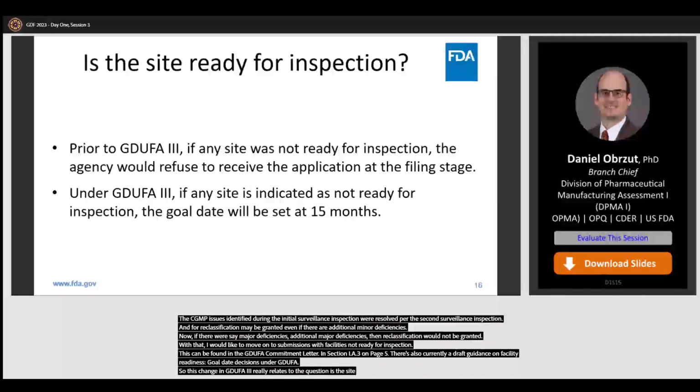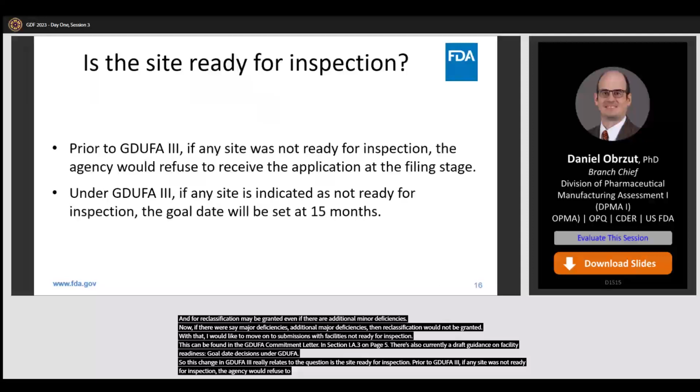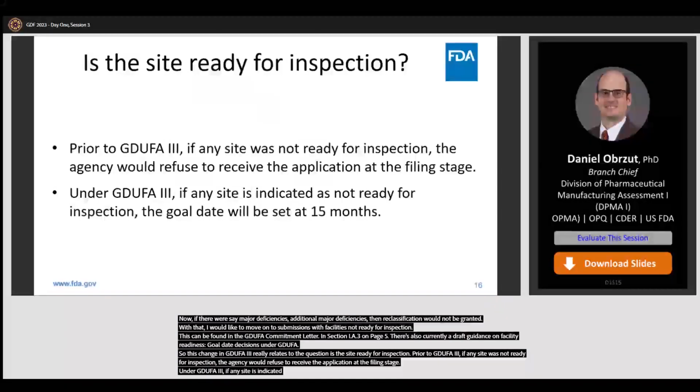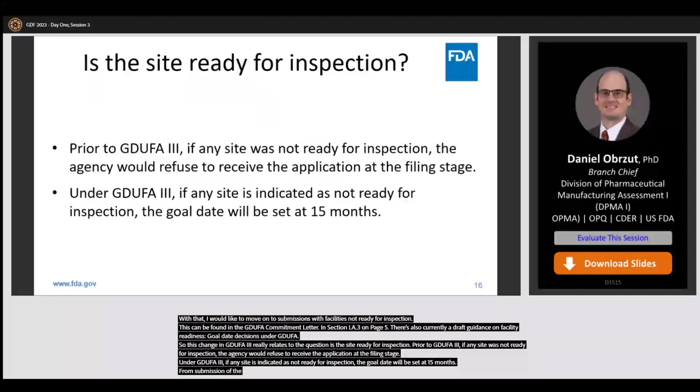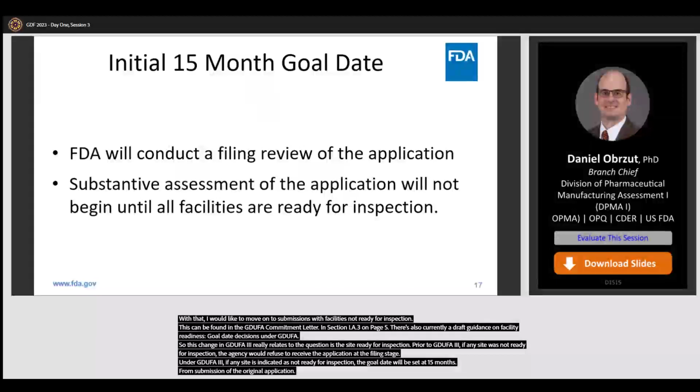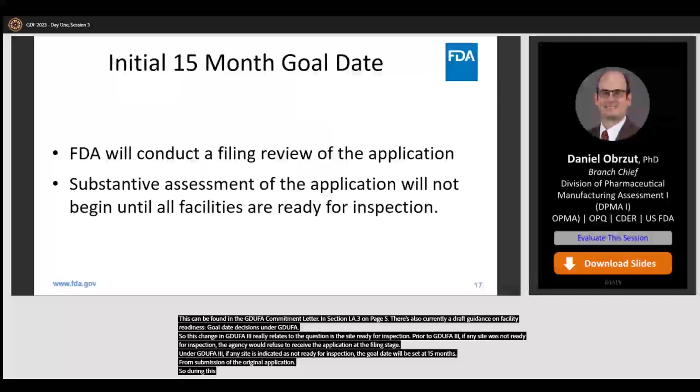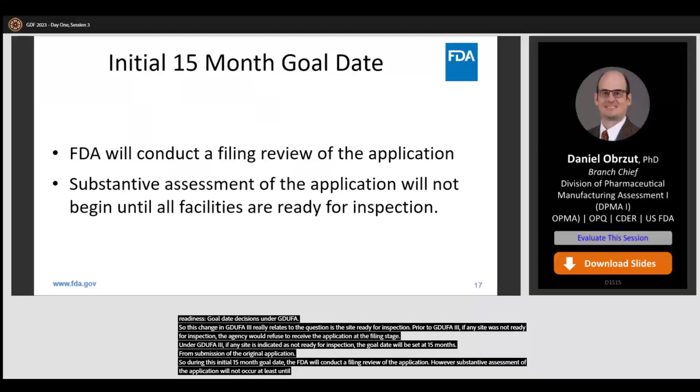Prior to GDUFA 3, if any site was not ready for inspection, the agency would refuse to receive the application at the filing stage. Under GDUFA 3, if any site is indicated as not ready for inspection, the goal date will be set at 15 months from submission of the original application. So during this initial 15-month goal date, the FDA will conduct a filing review of the application. However, substantive assessment of the application will not occur, at least until all facilities are ready for inspection.